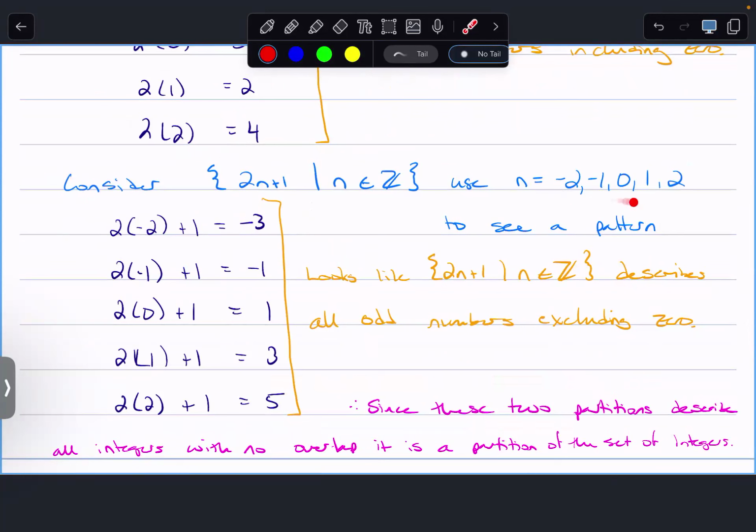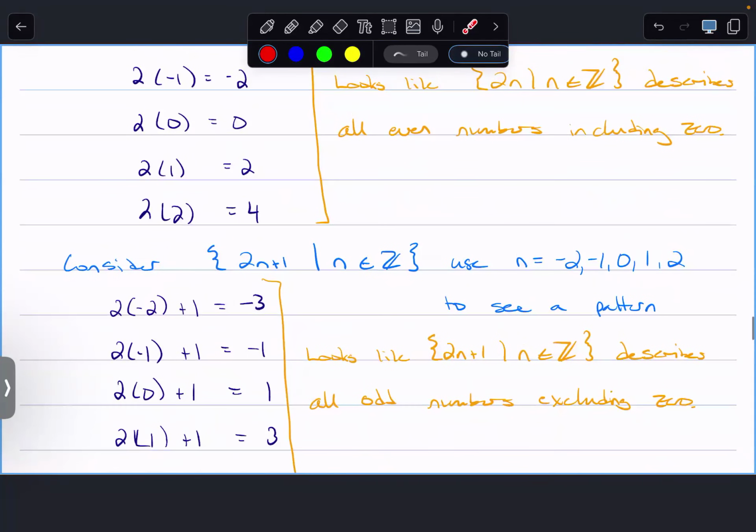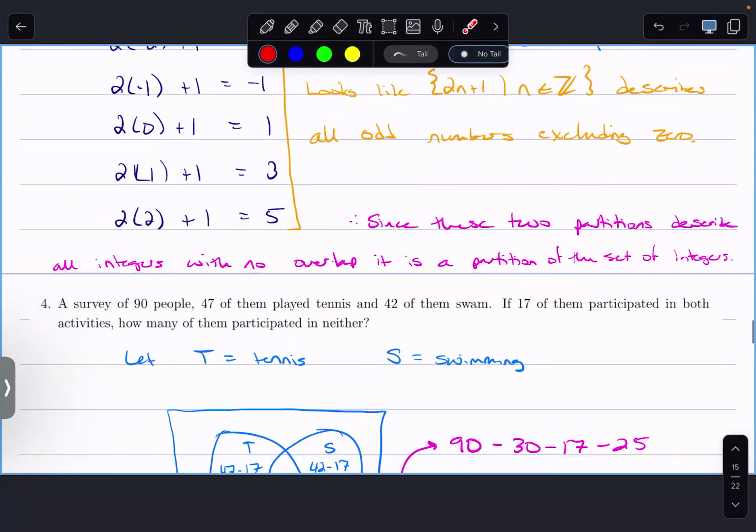So what I've done is I've used some reasonable values of n to see a pattern. And then I see that it looks like 2n plus 1 is the set of odd numbers, excluding 0, because there can't be any overlap. 0 was kind of the pickle there. But because 0 doesn't show up in the second set, there's no overlap. And so I see I have all odd integers and all even integers, making a perfect partition on the set.